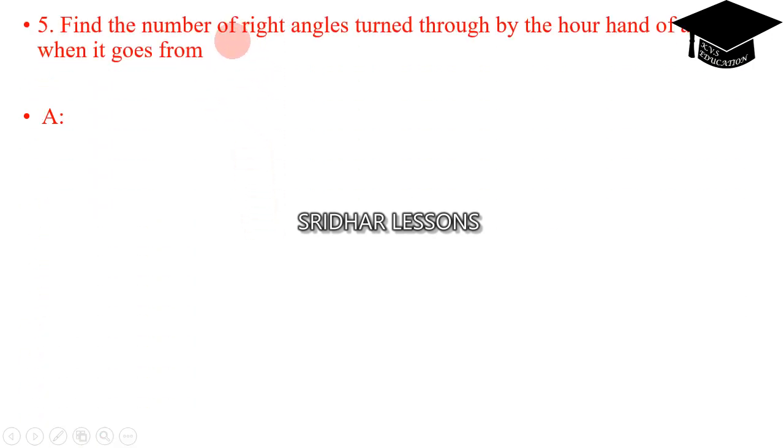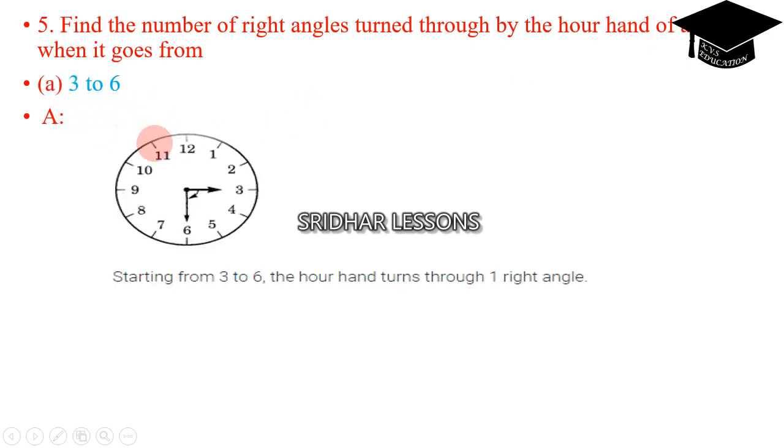Question number 5. Find the number of right angles turned through by the hour hand of a clock when it goes from 3 to 6. 3 to 6. Starting from 3 and ending at 6, the hour hand, okay, turns through one right angle. If you can observe, this is one right angle.